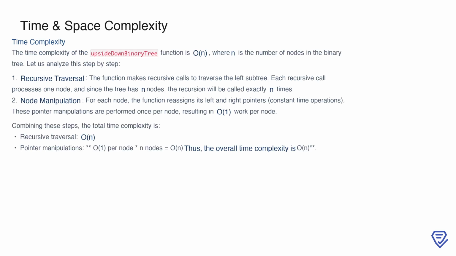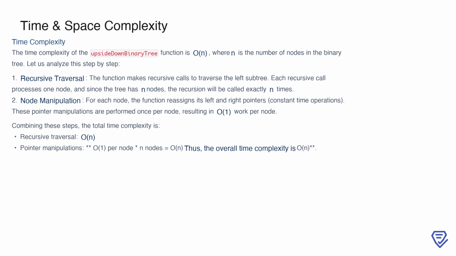The time complexity of the upside-down binary tree function is O(n), where n represents the number of nodes in the binary tree. This can be broken down into 2 primary components. First, the function performs a recursive traversal of the tree, specifically traversing the left subtree. Since each recursive call processes one node, and there are n nodes in the tree, the recursion will be invoked exactly n times.